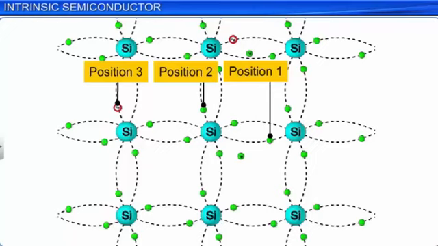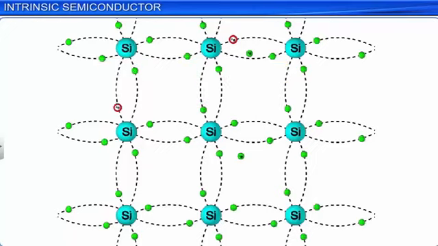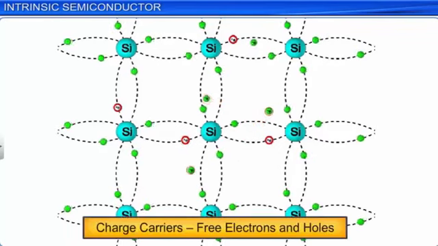Note that the movement of holes occurs because of the movement of electrons across covalent bonds in a semiconductor, and not because of the movement of free electrons. Thus, there are two types of moving charge carriers in the crystal lattice of a semiconductor: the negatively charged free electrons and the positively charged holes.